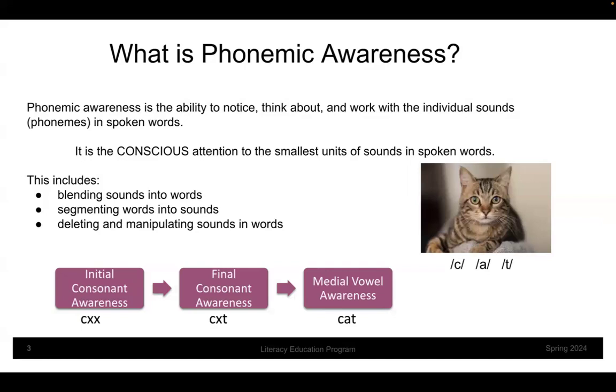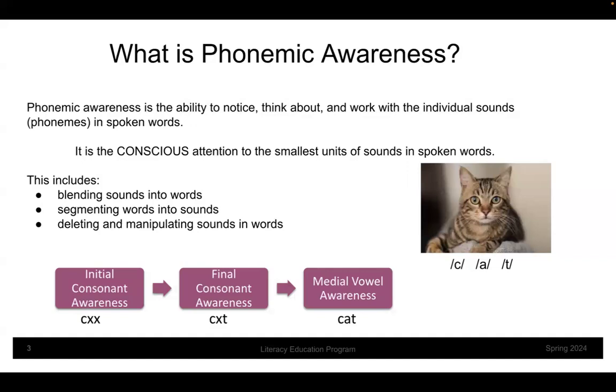So k, at, cat, or segment the sounds within the word to give them the word cat and then have them stretch those individual sounds out into k, at. We could eventually get to a more sophisticated or complex skill, which includes deleting or manipulating sounds. So maybe saying the word cat without the k sound, which would leave you with at, or changing the final consonant from t to p, which would result in the word cap.